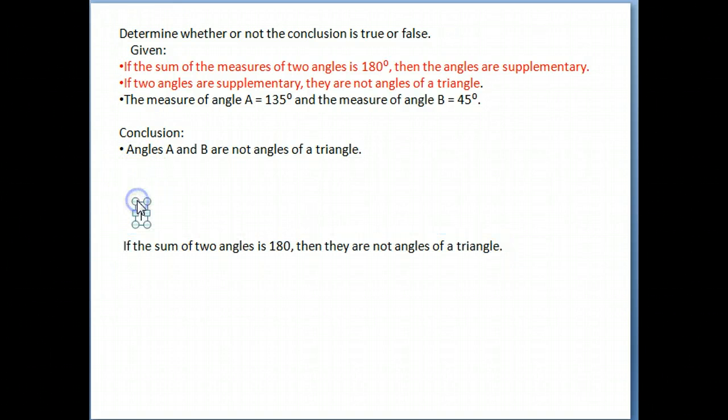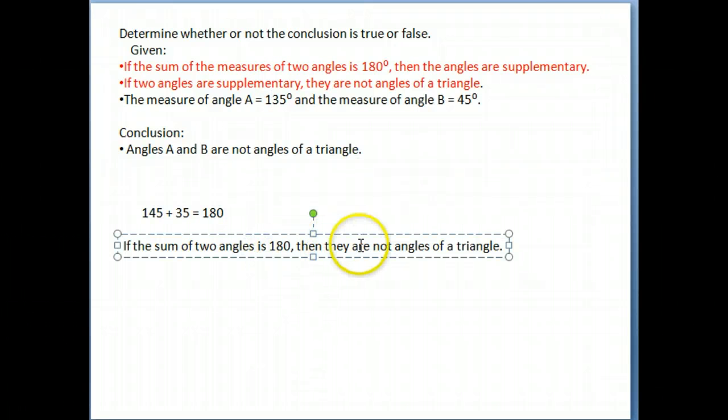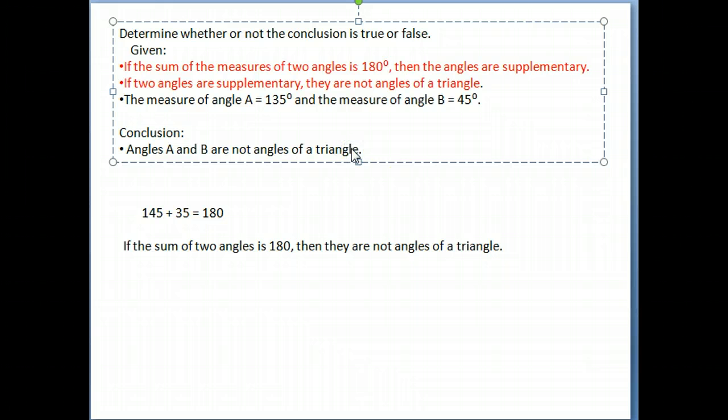Okay, so let's take a look. What is 135 plus 45? It's 180. So we have two angles that add to be 180. What happens when they add to be 180? Then they're not angles in a triangle, which is exactly the conjecture this person made. So this is true. They did everything correctly and followed the path of logic.